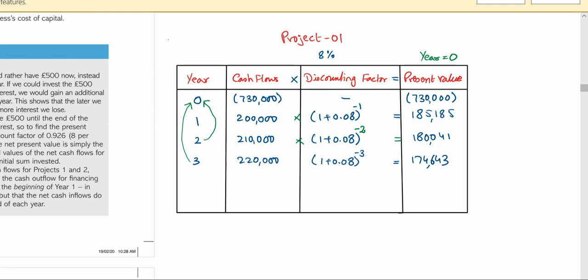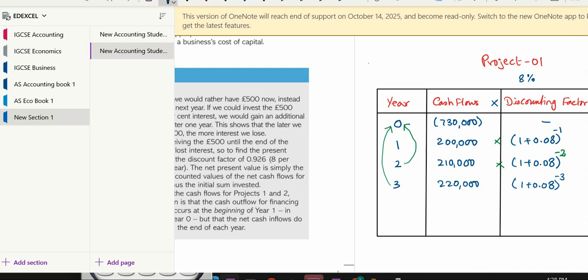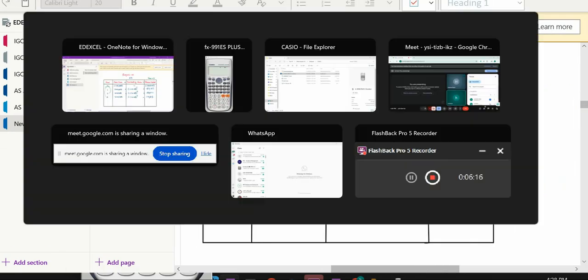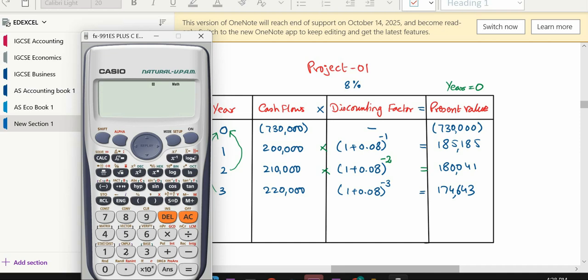Okay, if you know how I am calculating, you can easily do this using the calculator. For example, 220,000 multiplied by 1.08 raised to the power minus 3. Here we get 174,643. Okay.